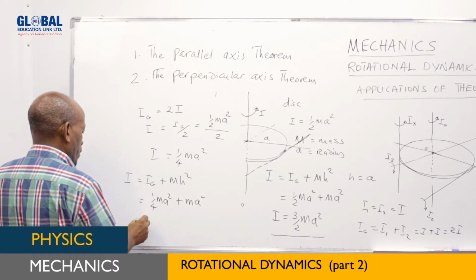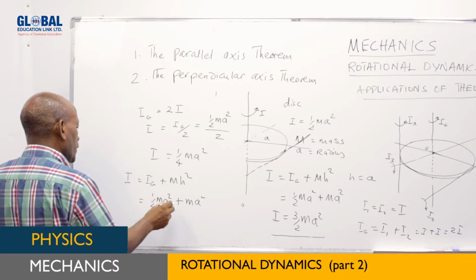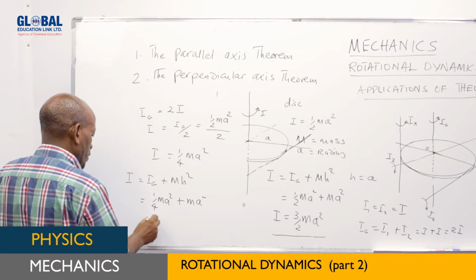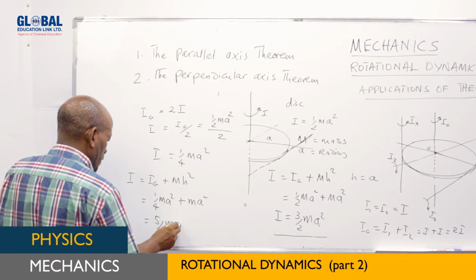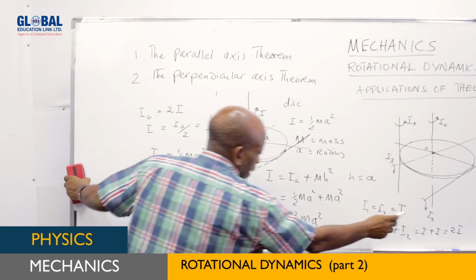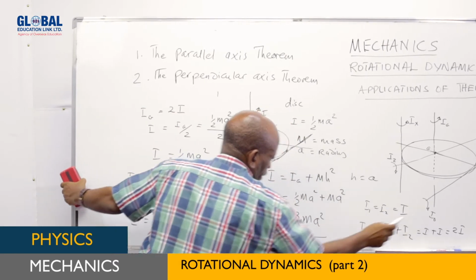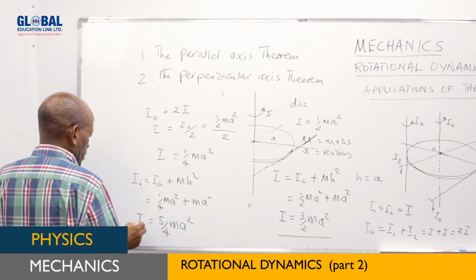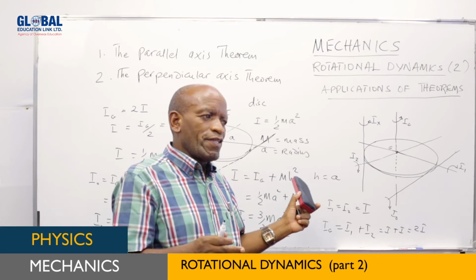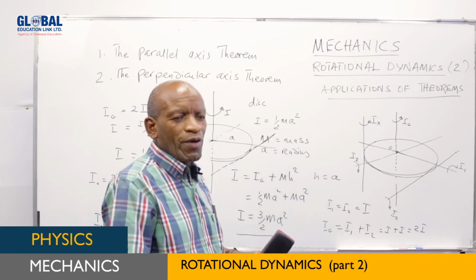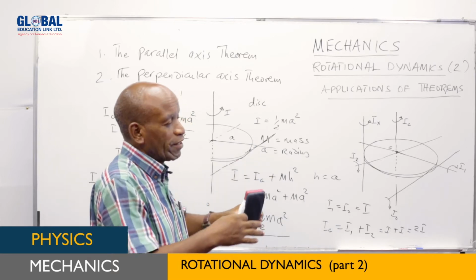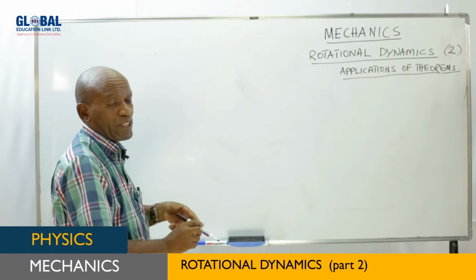And if you add up here, you are going to get 5/4 times mass times radius squared. So this will be the moment of inertia of a body rotated through an axis IO, so this will be equal to IO. Okay, this is a simple example. We can go to another stage whereby we determine the moment of inertia of a rectangular block about this particular side.